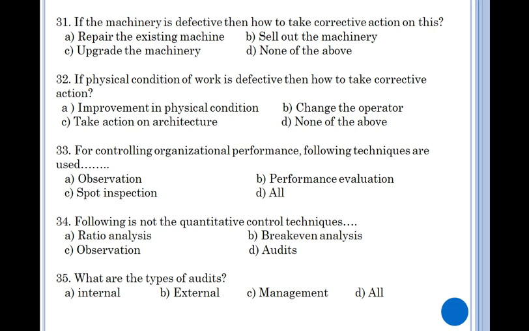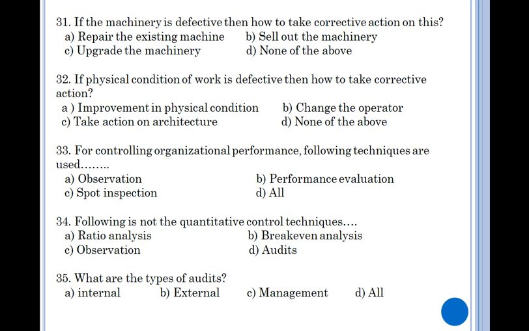Question number 33. For controlling organizational performance, the following techniques are used. We have four options. A, observation. B, performance evaluation. C, spot inspection. And D, all. We can control the organizational performance by following these techniques, and I think observation, performance evaluation, and spot inspection all will help to control the organizational performance. So the option will be D.